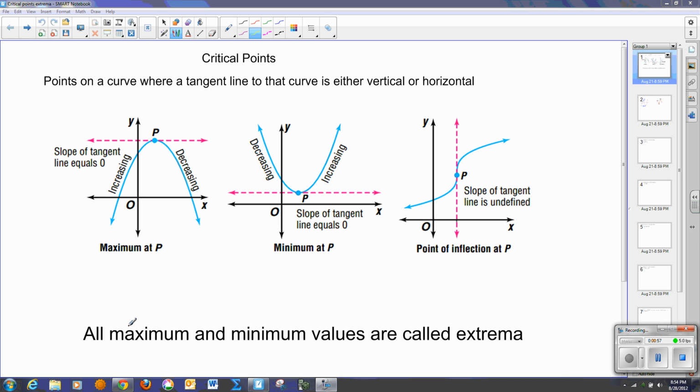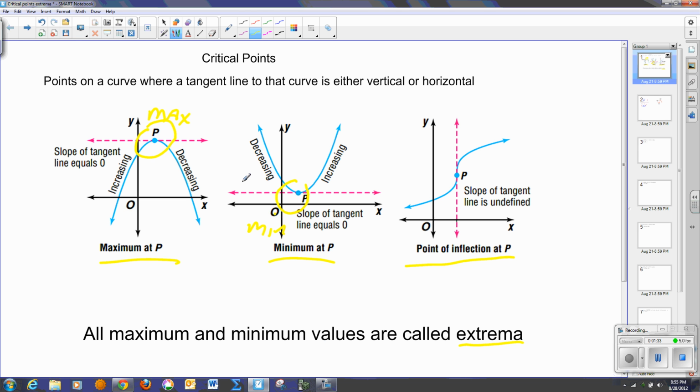Now, all these tangent lines are critical points, and we also call them those that have maximum and minimum values. We call those extrema. So if we look at this first graph, this here is a max value. It's the highest point that that curve goes to. This point right here is a min value, all right, as it states. This is neither a max or a min. We call it the point of inflection. And all max or min values are called extrema.